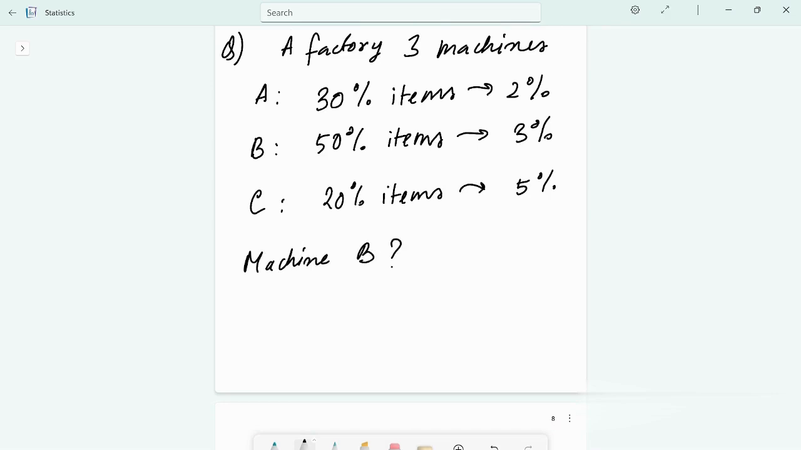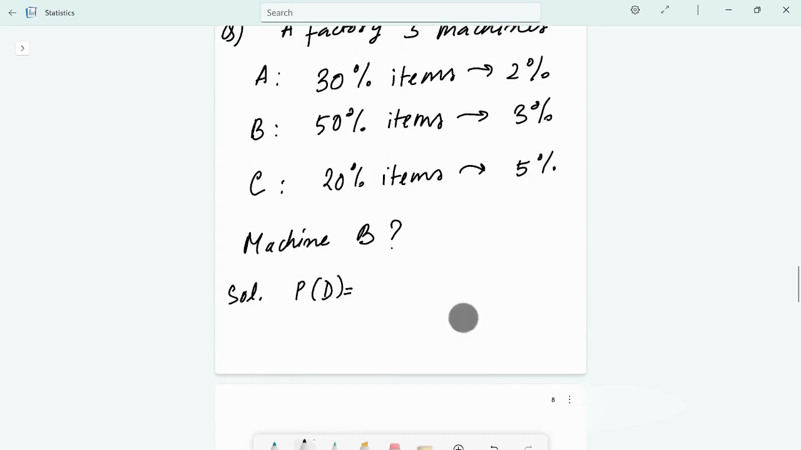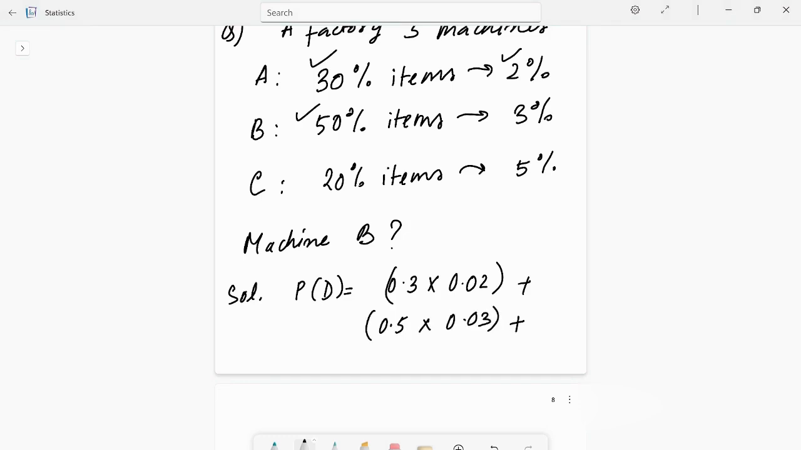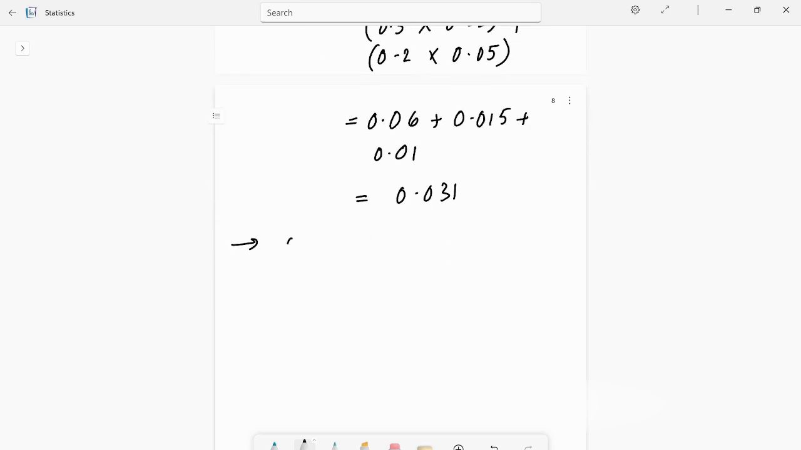How do we solve it? First, we need to find the probability of getting a defective item. See, how do we do that? First, take machine A, which is 0.3 times 0.02. Now machine B, 0.5 times 0.03. Now machine C, 0.2 times 0.05. Now the answer will be 0.006 plus 0.015 plus 0.01. Right? The answer is 0.031. So there is a 3.1% chance the item is defective.